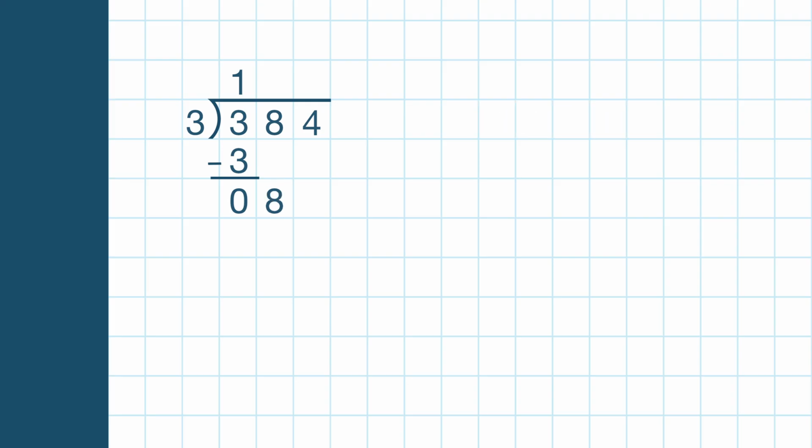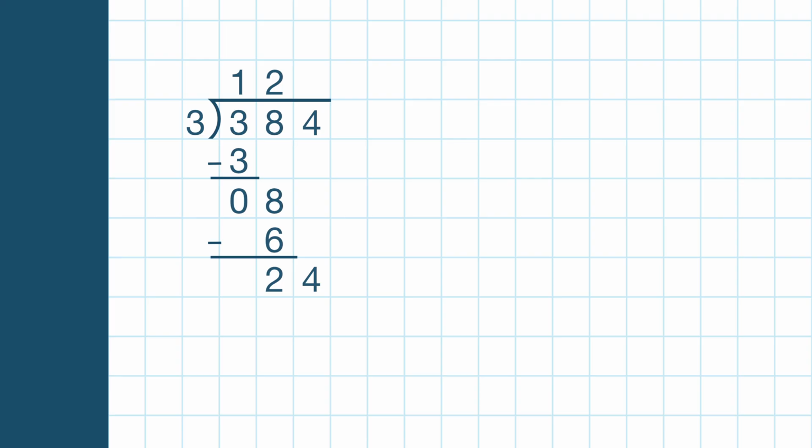Repeat the steps. Divide. 3 goes into 8 2 times. Write the 2 above the 8. Multiply. 2 times 3 equals 6. Subtract. 8 minus 6 equals 2. Bring down the 4 to make 24.